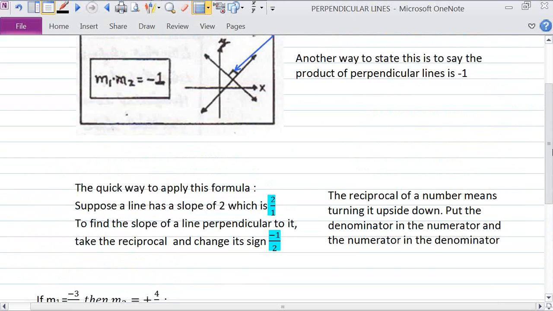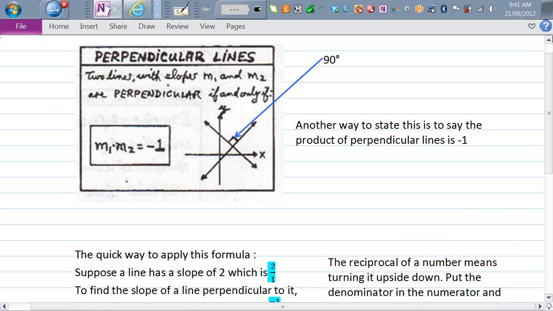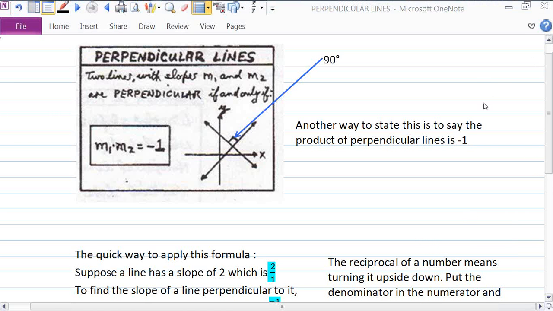So we've looked at the characteristics of parallel lines. We've looked at the characteristics of perpendicular lines. And this completes the introduction to the theory on straight lines.